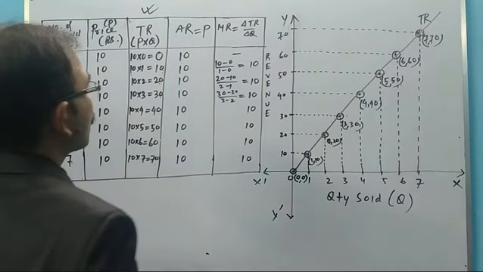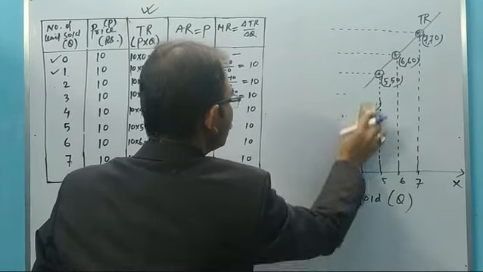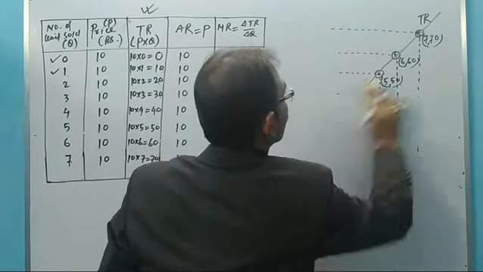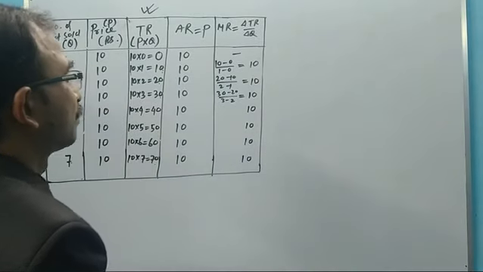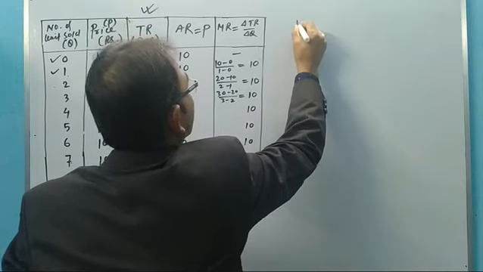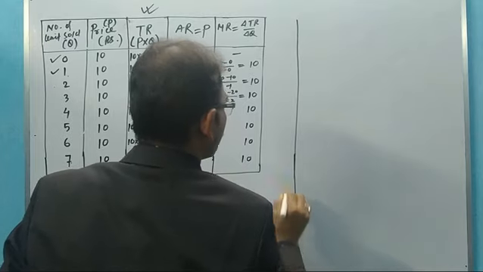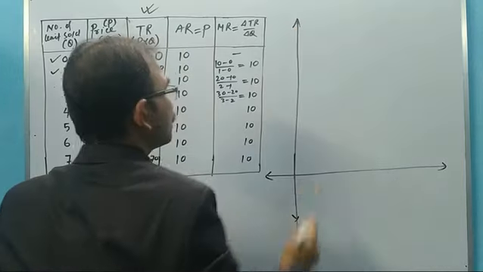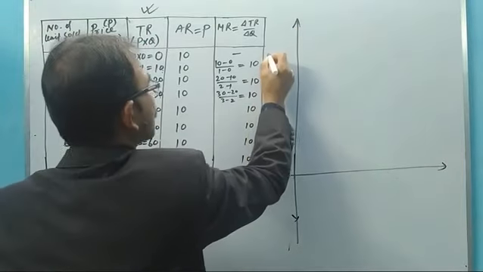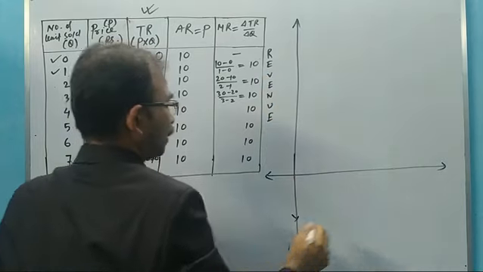Now you look how you can draw the AR curve. In the same way, I can draw the average revenue curve. In the perfect competitive market, AR is equal to P, we know. Now look how you can draw the AR curve. The same way, I can draw the average revenue curve, and in the vertical axis denote revenue.